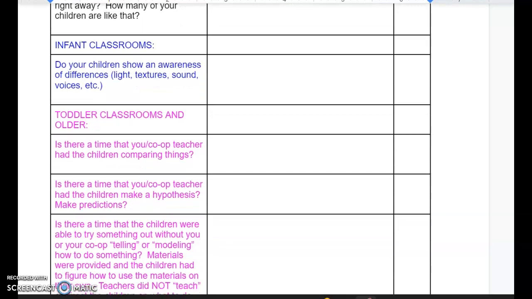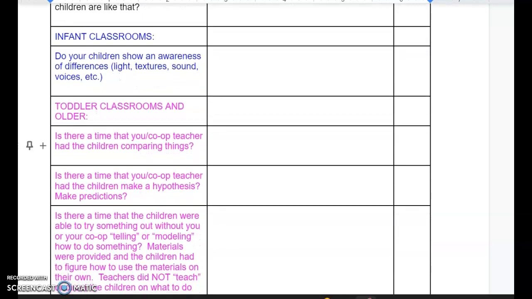Then here's where we break things up a little bit. In the infant classroom, do you have children who show an awareness to differences? Differences being these things, not differences in other ways that we typically as adults talk about. Do your children show an awareness to a difference in light, a difference in textures, a difference in sound or voices? Talk about that in here. Those of you who have toddlers and older, we're going to scoot down a little bit further.